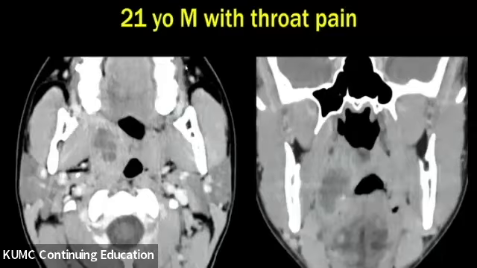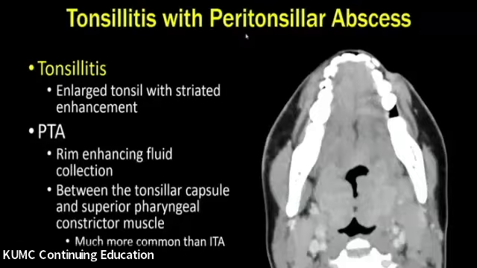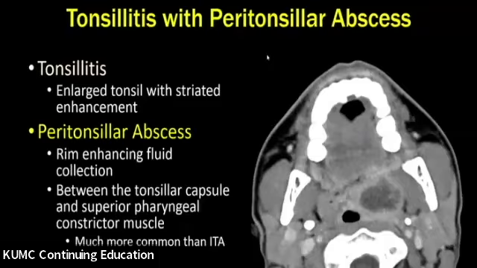Next, we have a 21-year-old male presenting with throat pain. So we see asymmetric enlargement and enhancement of that right palatine tonsil with a collection along the anterolateral margin of the tonsil. This is a case of tonsillitis with peritonsillar abscess. So the imaging findings of tonsillitis are going to be enlarged tonsil with striated enhancement. We see that nice striated enhancement in this image. And the peritonsillar abscess is going to be that rim enhancing collection.